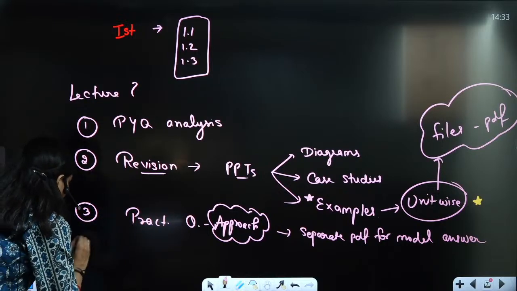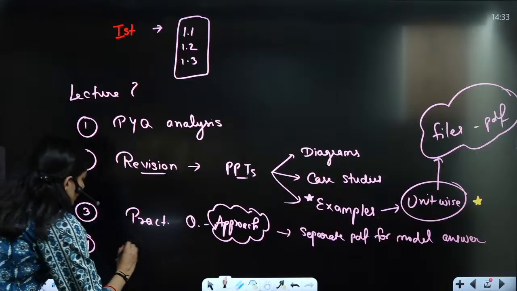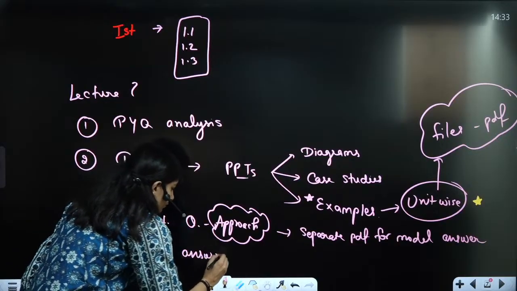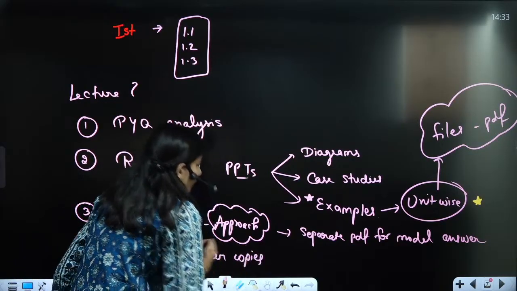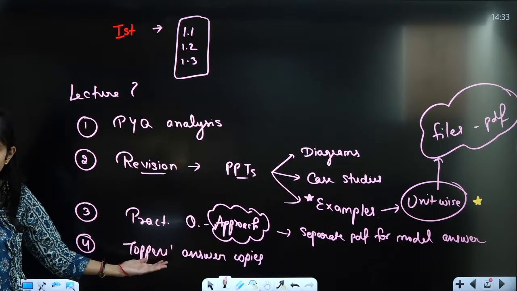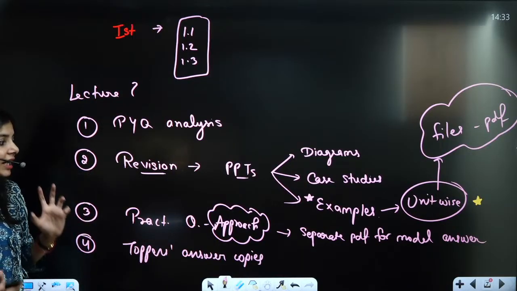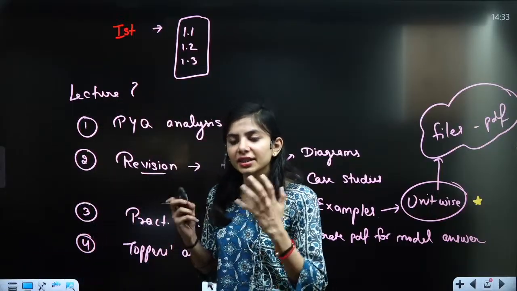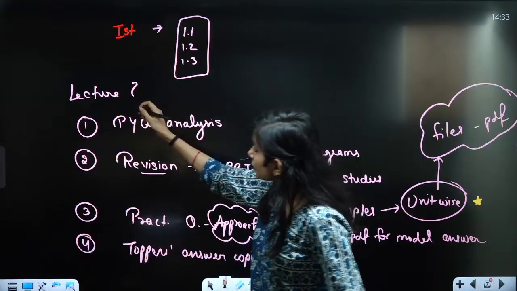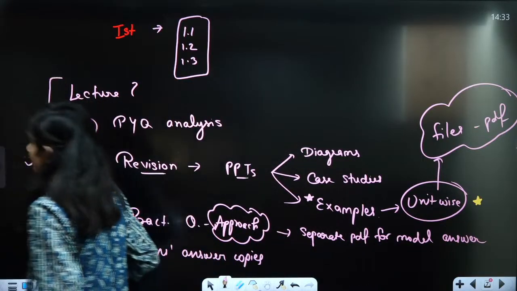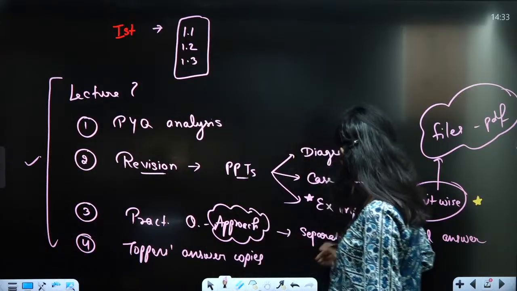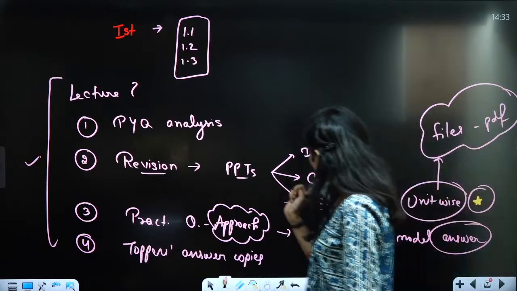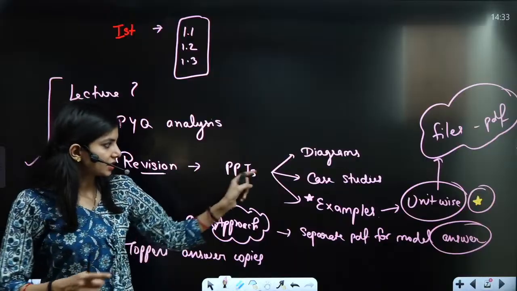Then at last, the most important thing is toppers' answer copies. I am going to show you the toppers' answer copy during the class itself, so that you will get a view of how the toppers are writing. It is the most essential aspect whenever we are considering answer writing. So this is how these four things would be there in your lecture. Okay. Additionally, I will be providing you this and this in terms of a PDF. So you will get two PDFs. You will also get the class PPTs. So this is how we are going to cover.